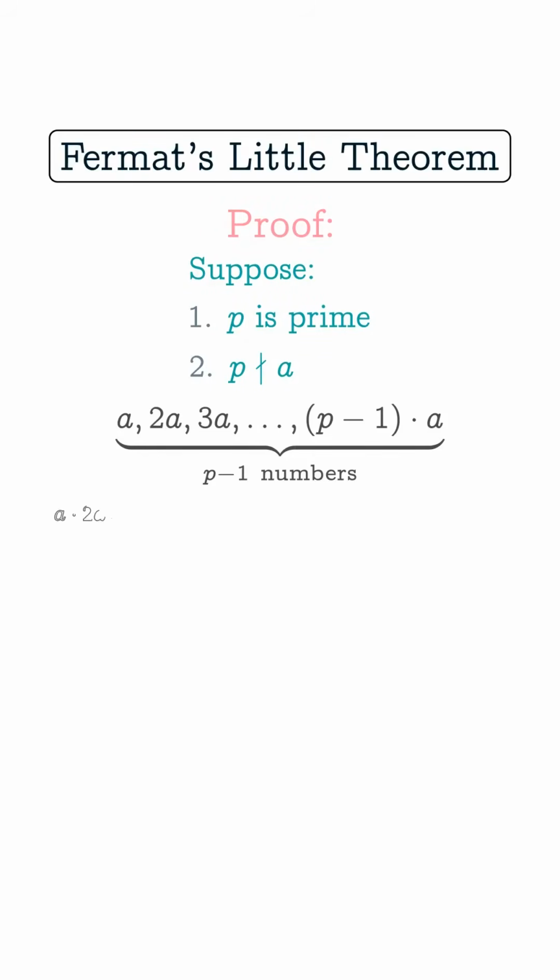Therefore, when these p minus 1 numbers are divided by p, we get the remainders 1 through p minus 1. And each of these remainders is represented exactly once. We need not know which number will give what remainder, but we know as a fact that when we evaluate the product of these numbers mod p, we get the product of all the p minus 1 remainders.